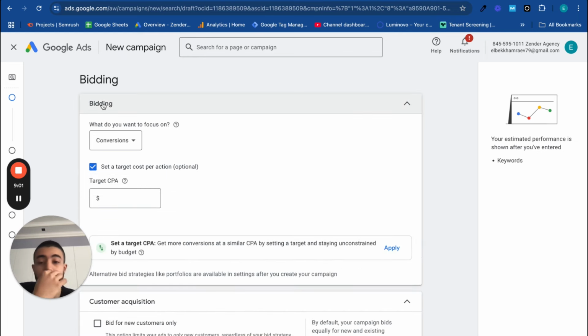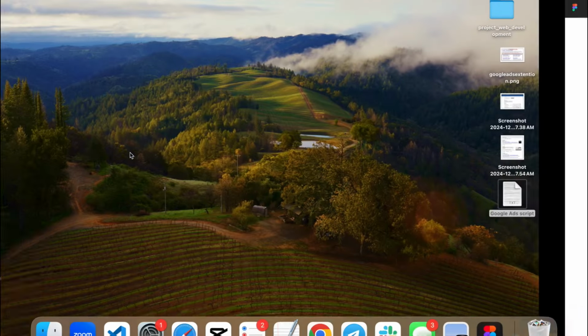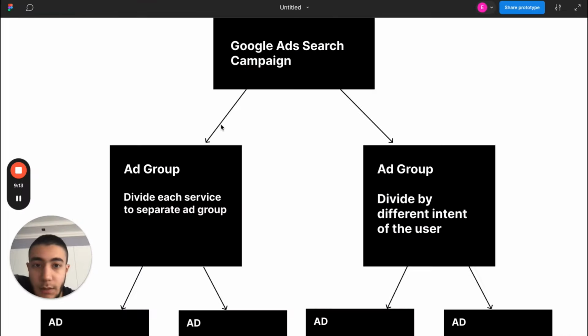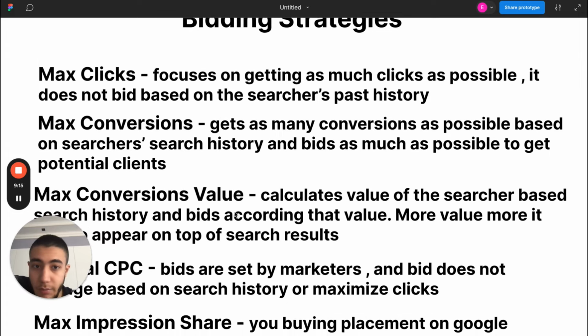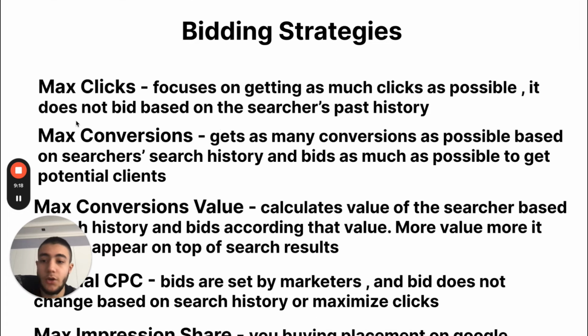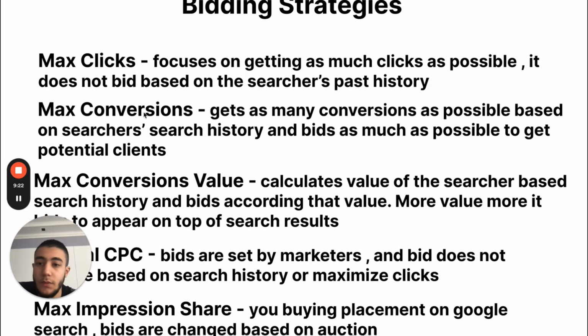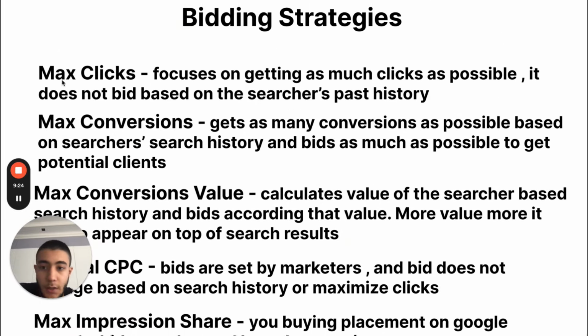So the bidding is the way Google uses your budget to spend and rank on Google Ads search. There are many types of bidding, and let me show you the bidding strategies here. So there are 5 bidding strategies here, and the first one which we're gonna look at is max clicks.